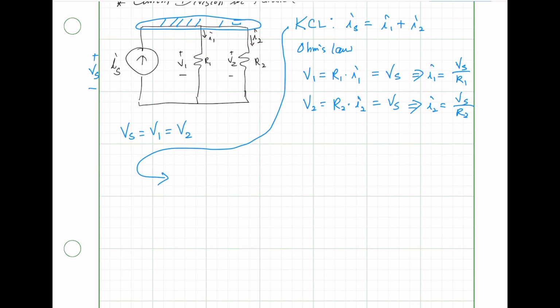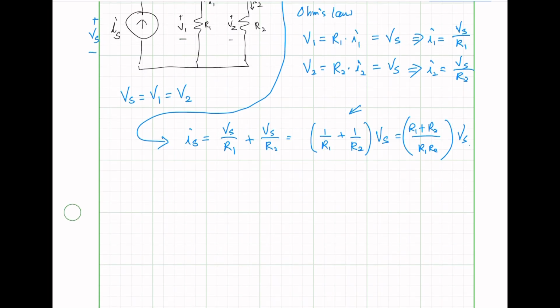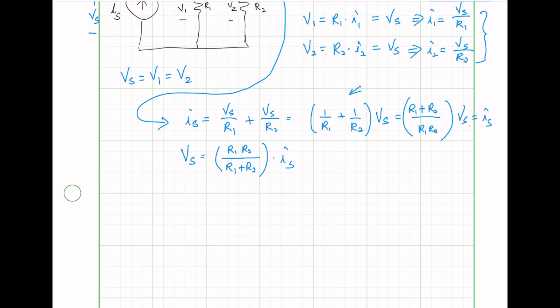Now, using this, we have I sub S equals I1, which is Vs over R1, plus I sub 2, which is Vs over R2. We can factor out Vs: 1 over R1 plus 1 over R2 times Vs. And let's combine this, make a common denominator, that is R1 and R2. Then the numerator is going to be just R1 plus R2 times Vs. To use these equations, let's solve for Vs. Vs equals R1 times R2 over R1 plus R2 times I sub s, because this was equal to I sub s.